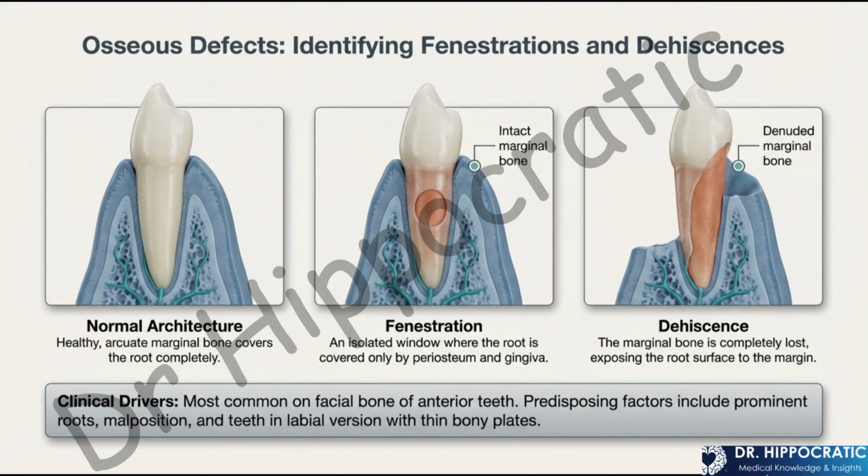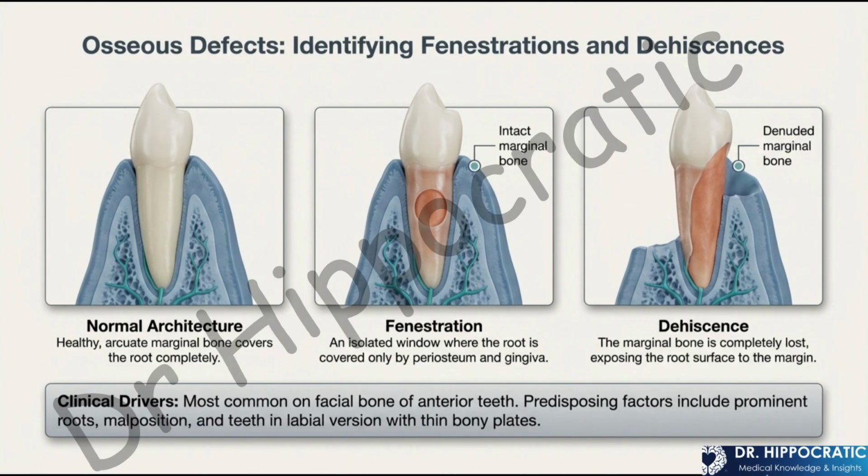Right. And a dehiscence. The visual for that looks even worse than a window. A dehiscence is a complete loss of the top margin of the bone. It's like a cliff drop. Instead of a small window, a whole vertical strip of the root surface is completely denuded of bone all the way up to the top.